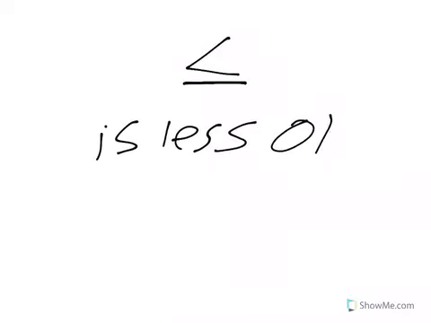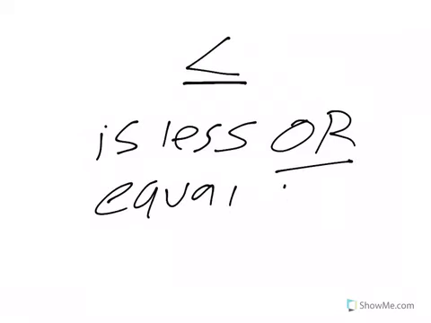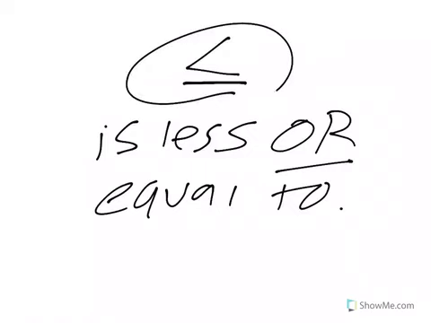All right, now let's get into a couple of new symbols here. This looks like the less than symbol, right? And it is. But if I add a line directly underneath it, it means is less than or equal to. Okay? Now the examples we're going to use today are not going to make total sense, and I'll explain why, but learning this symbol is going to be really important because we're going to use it a lot going forward.